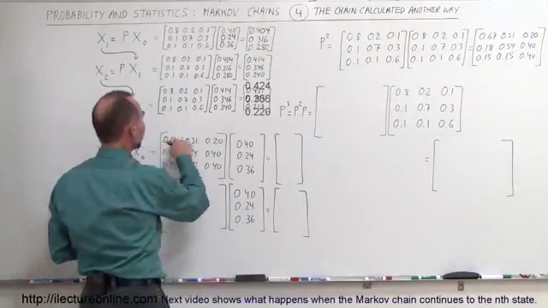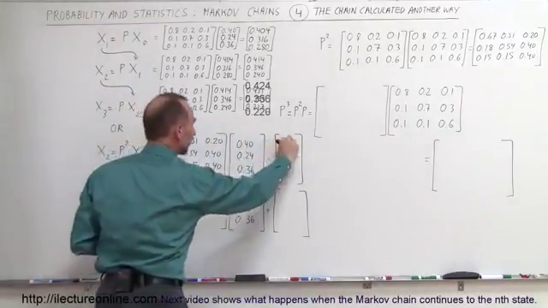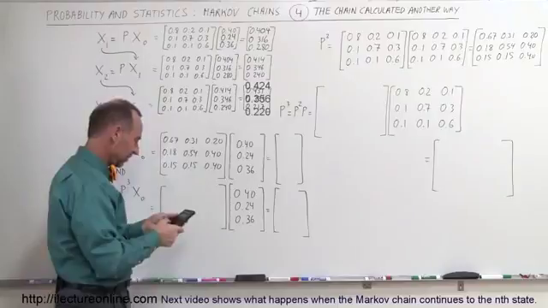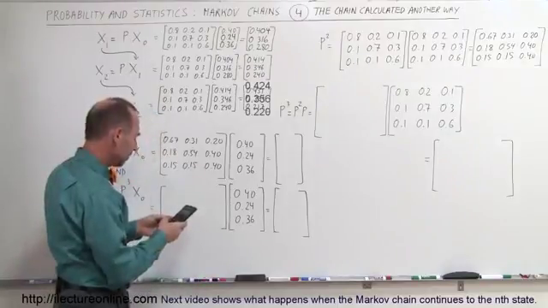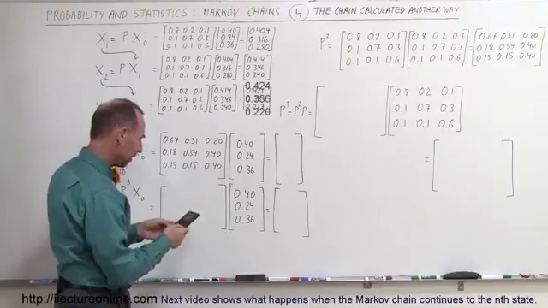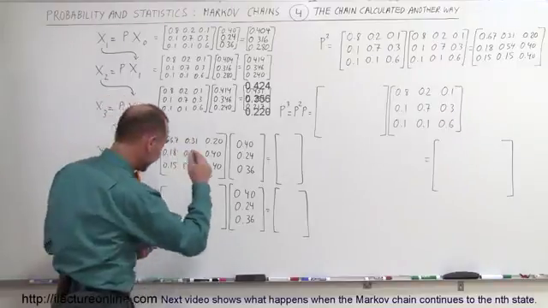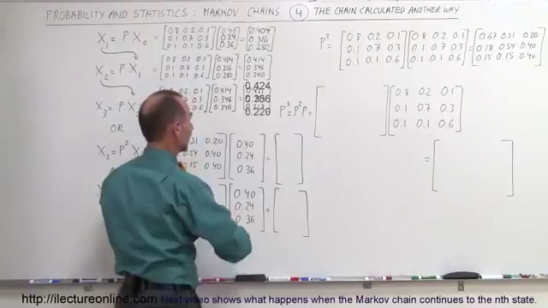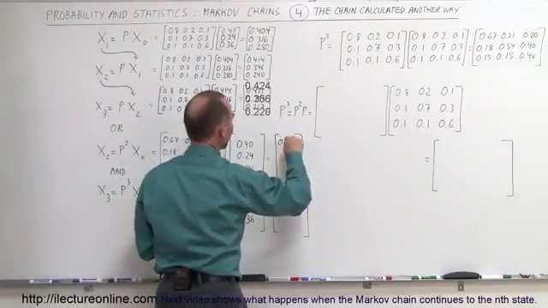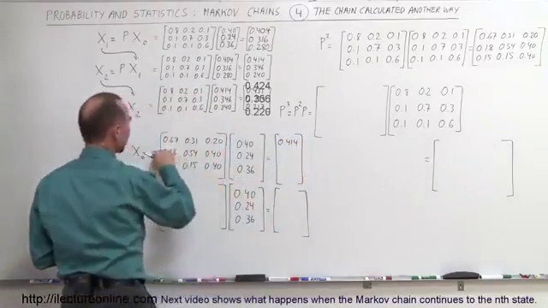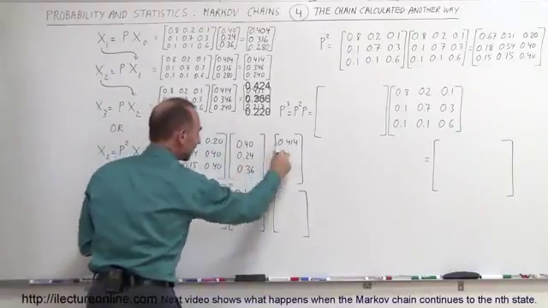So I'm going to multiply this row times this column to get the first element. So 0.67 times 0.4 plus 0.2 times 0.36 equals 0.414, and that's the same result. So far so good. Now I'm going to multiply the second row times this column to get the second element.